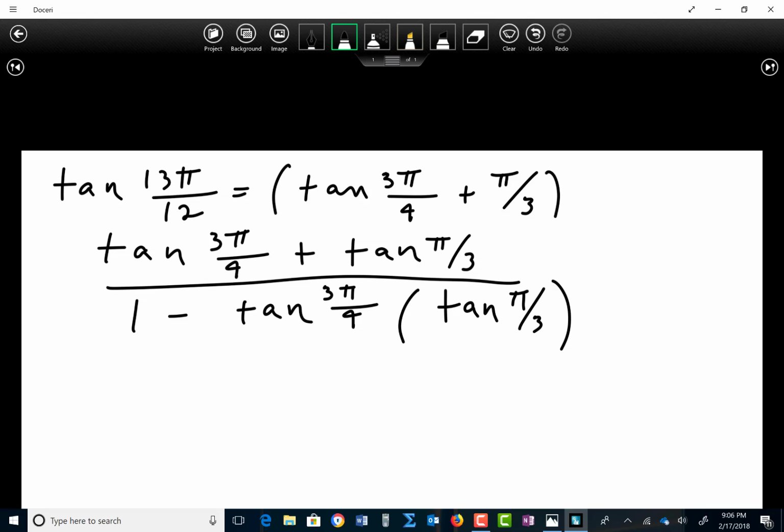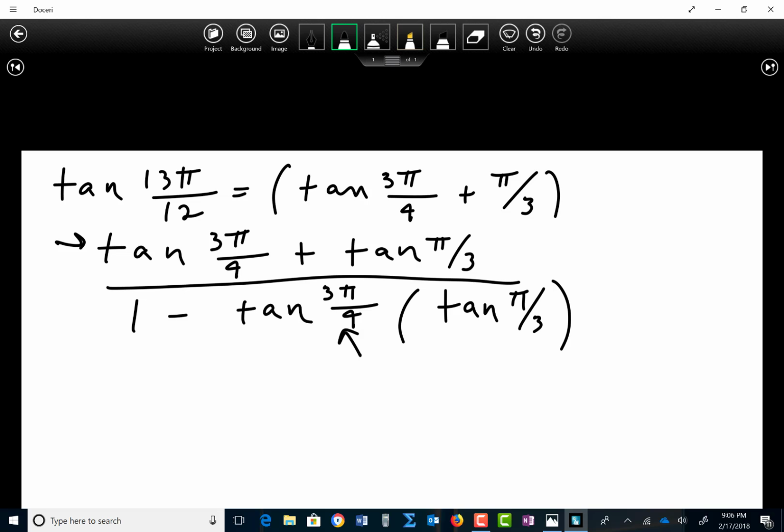We just need to figure out what tangent of 3 pi over 4 is. And tangent is sine over cosine. Sine of 3 pi over 4 is square root of 2 over 2. And cosine of 3 pi over 4 is negative square root of 2 over 2. So the tangent of 3 pi over 4 is just negative 1. So that one's going to be easy to take care of. So this one is negative 1. And that one is negative 1.